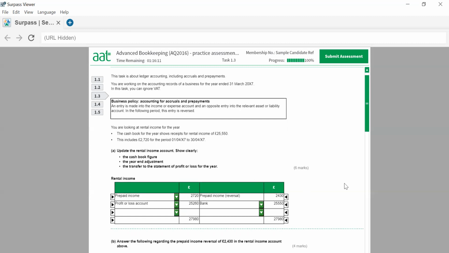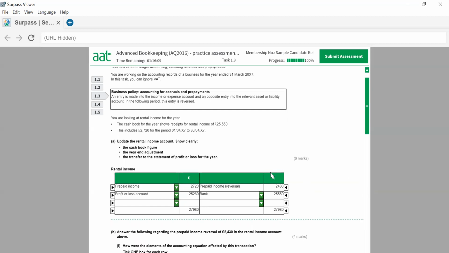So I didn't explain that particularly well, but it's the opposite to the prepaid expense, isn't it? Again, if I had the T account, it would be much easier for me to draw. So that's what we start off with, the 2,430. That's given to you in the question. So we can do the first.